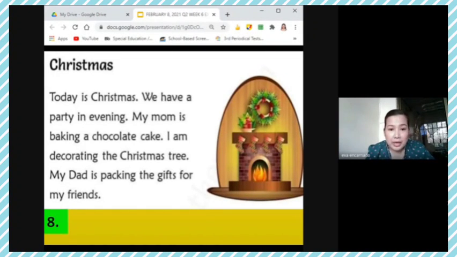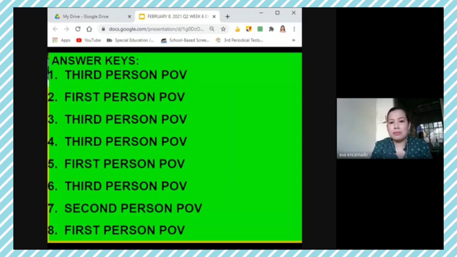Okay, let's check your work. Make sure na totoo yung mga score nyo. Kung ano yung sagot nyo, yun na yun. Huwag na ninyong baguhin, okay? So, honesty is the best policy. Number 1, third POV. Number 2, first POV. Number 3, third POV. 4, third. 5, first. 6, third person. 7, second, and 8, first person. Come on, type your scores.